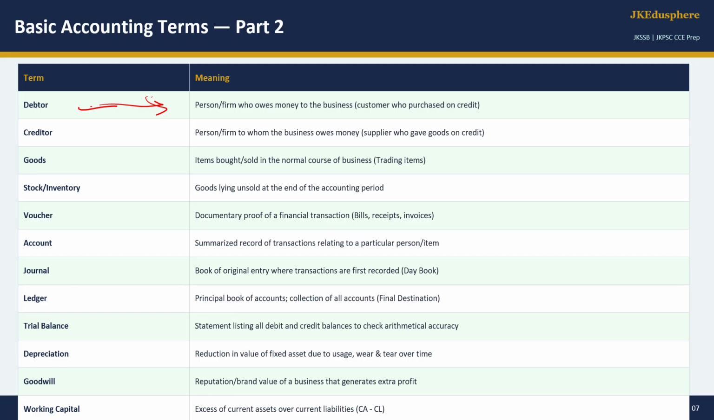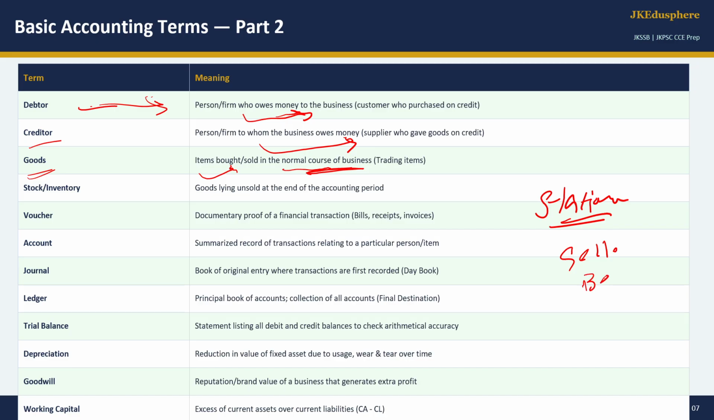So next part is debtor. As we have seen, the person who owes money to the business. Creditor is whom we owe money to. Then we come to goods, items bought or sold in a normal course of a business. For example, we have a stationery business. All right. So we sell books. All right. Then the goods will be books. So next part is stock or inventory. Stock or inventory means the goods lying unsold at the end of accounting period.